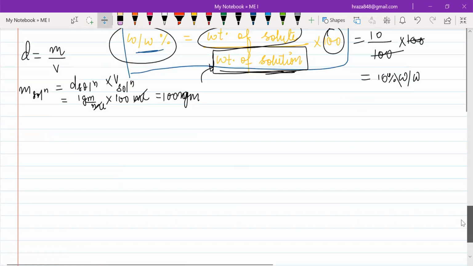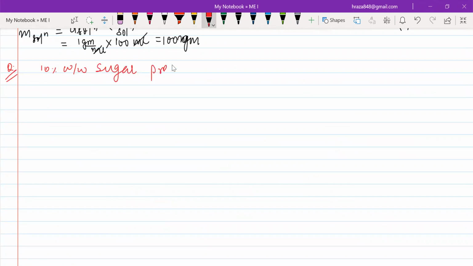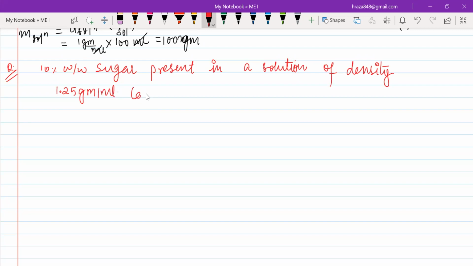Now I'm going to change the slide. Ten percent weight by weight sugar to be present in a solution of density 1.25 gram per ml. Calculate weight by volume percent. Please do it in steps.